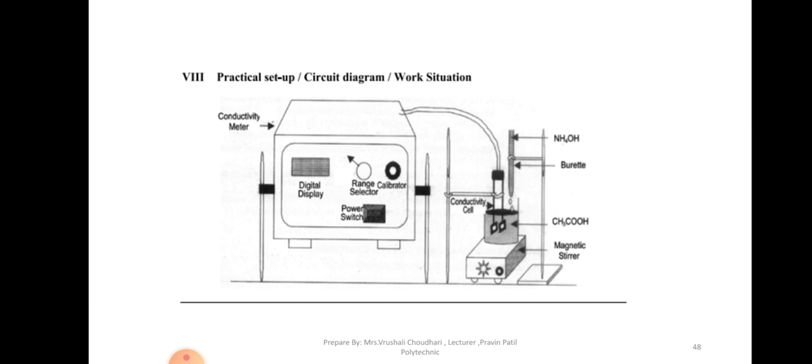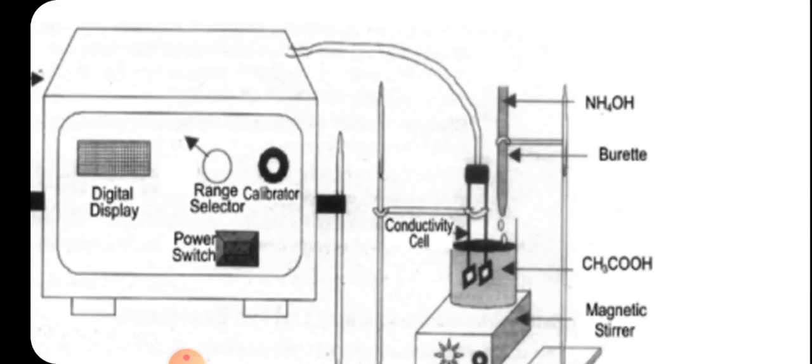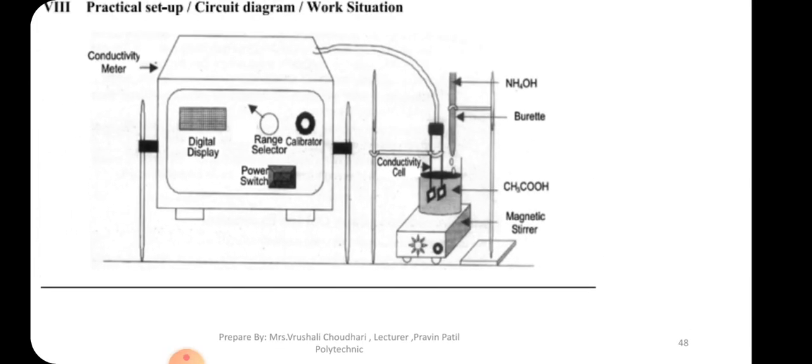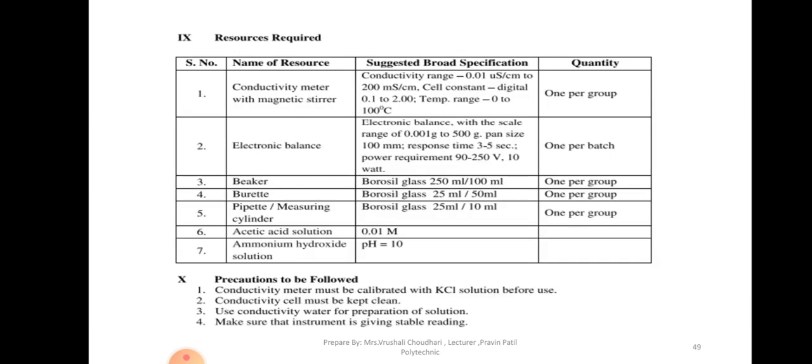This is the practical setup. Here we are using the conductivity meter to measure the conductance, and this is the burette, filled with ammonium hydroxide, which is a weak base. We are going to determine the strength of acetic acid, which is a weak acid. In this weak acid and weak base titration, we are not getting the exact or sharp end point. So we are determining the end point by using a conductivity meter.